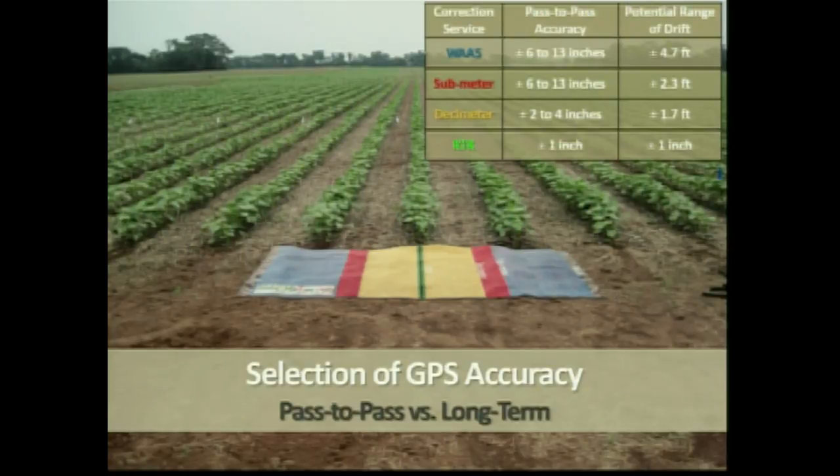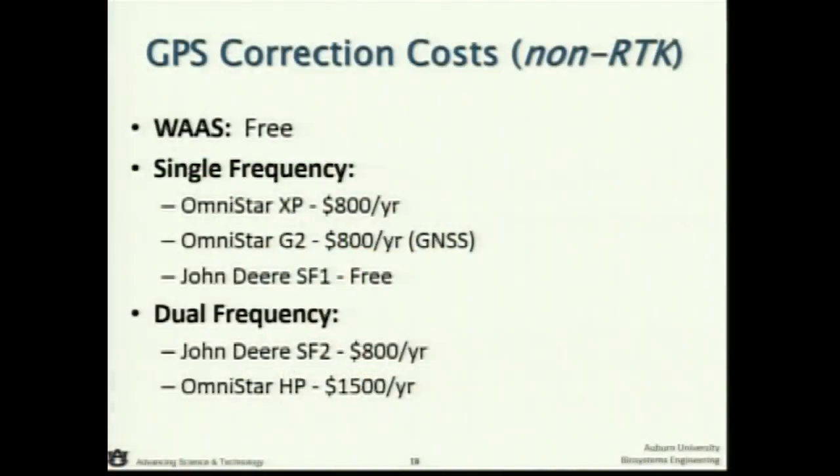That's a very good slide. A good slide. So if I'm a peanut producer, that's why we get all of our peanut producers in the south part of the state really taking on RTK. I can plant, but I can put my digger right back over there and not have to worry about this issue occurring. So, just different types of correction, WAAS, submeter, decimeter, RTK, some visuals for folks to kind of digest and look at on this, okay?